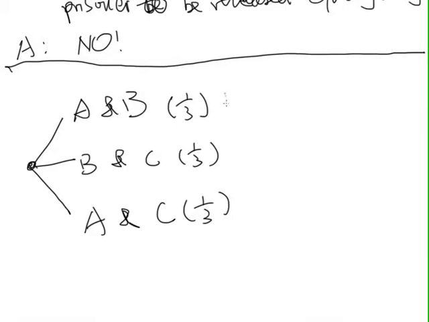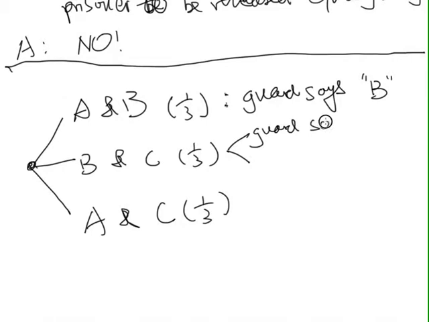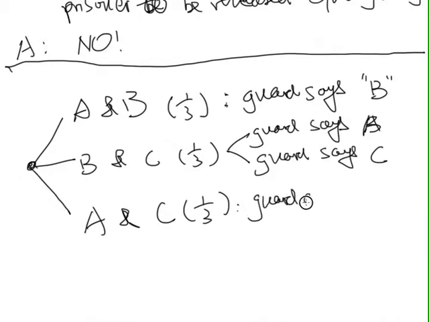In this case, because it's A who is asking the guard, the guard has to say B. In this case, because A is not among the two, the guard can say A, can say B. He can also say C. In the last case, the guard has to say C.